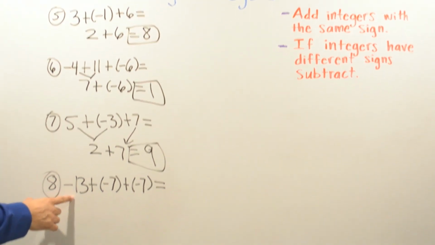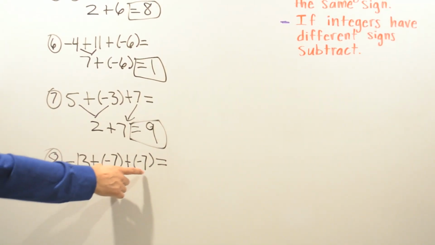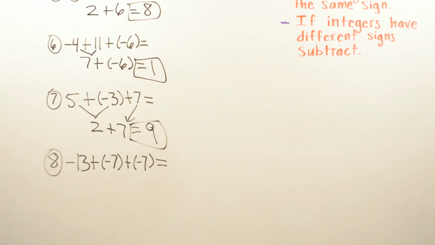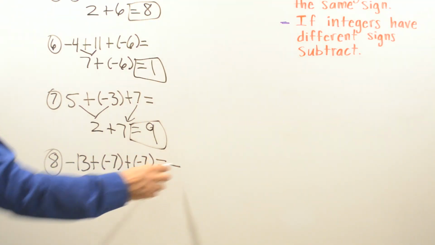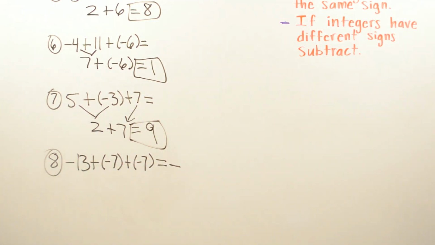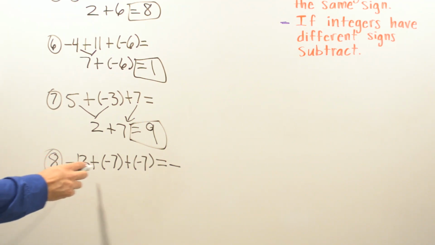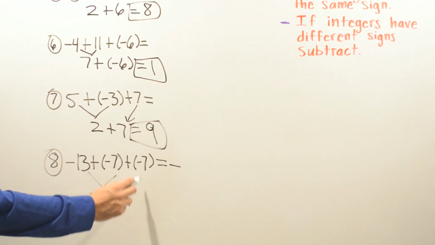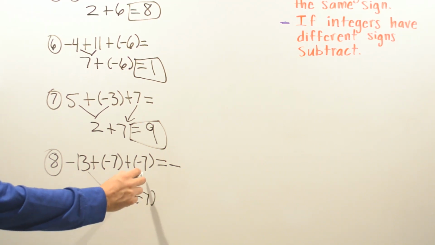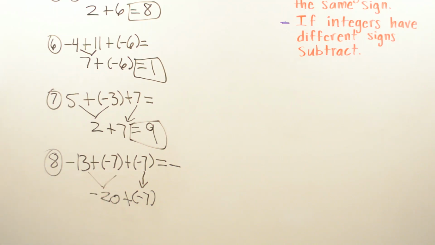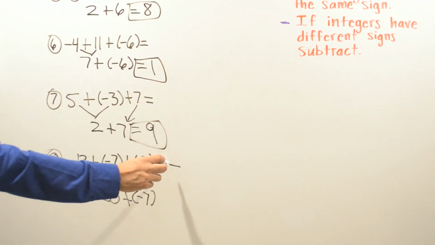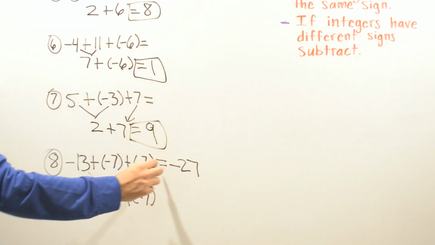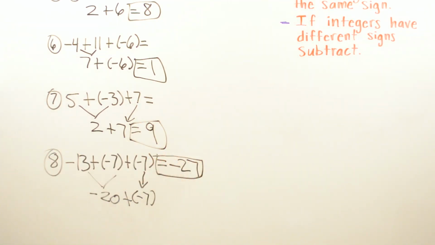Okay. Here we have negative 13 plus negative 7 plus negative 7. So right away I know that all the integers are the same. So all of them we're just going to go ahead and add. And I know at the end my answer is going to be a negative. So we have negative 13 plus negative 7. It's going to be negative 20 plus negative 7. So we bring down negative 7 from here. So now negative 20 plus negative 7 is going to be negative 27. So our answer for number 8 is going to be negative 27.